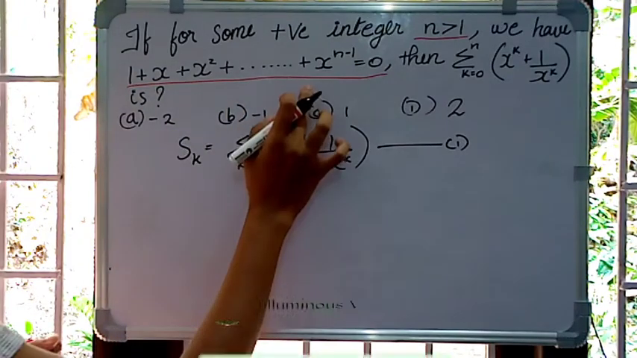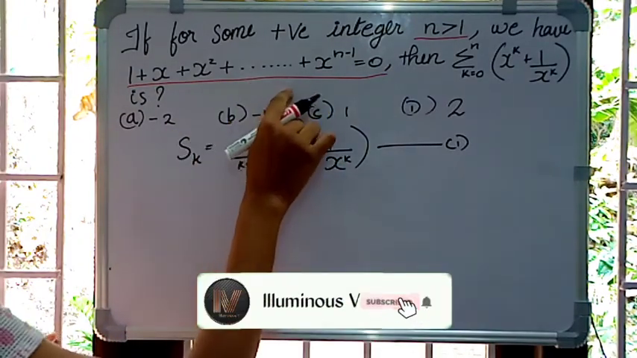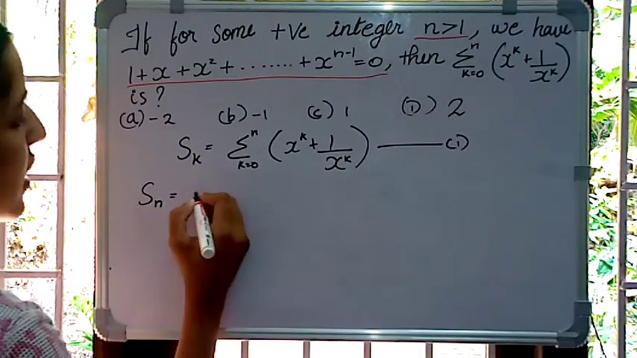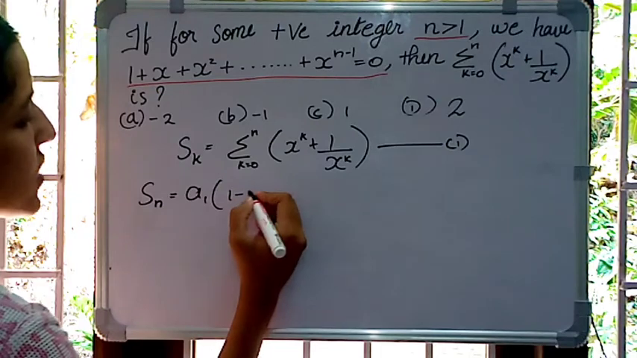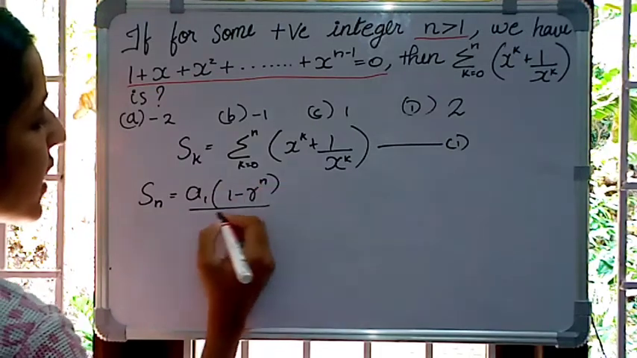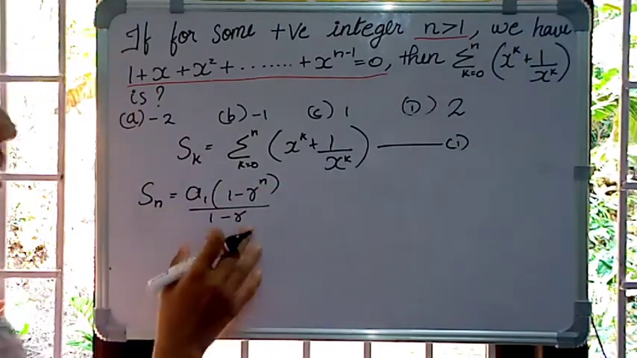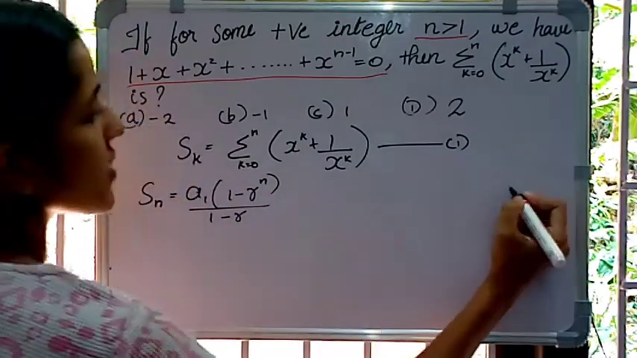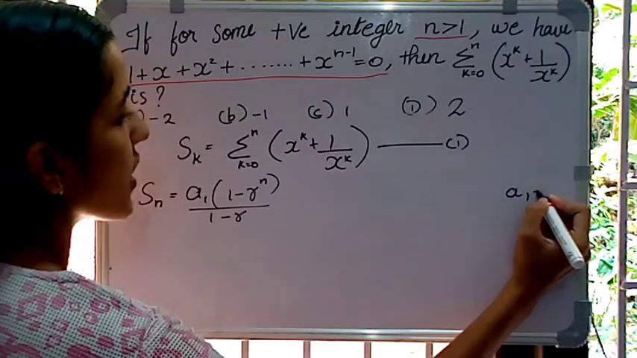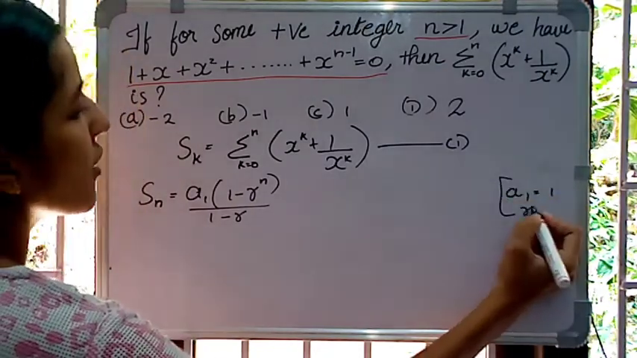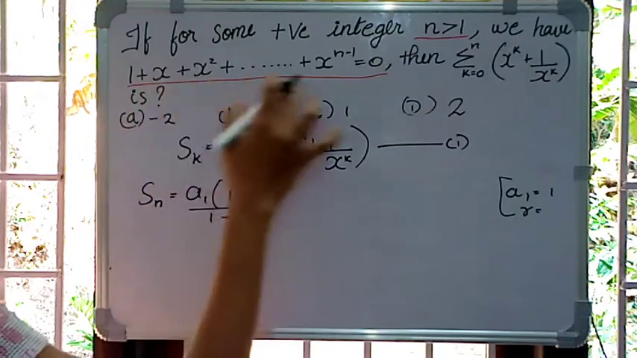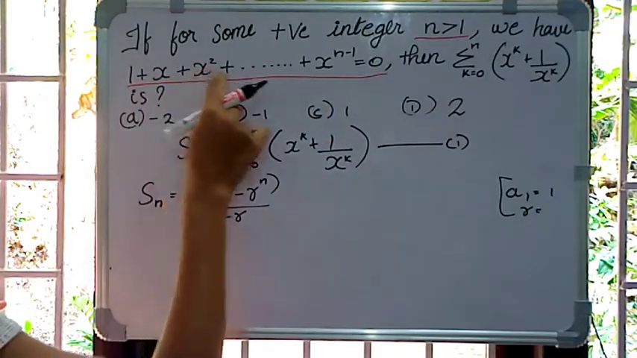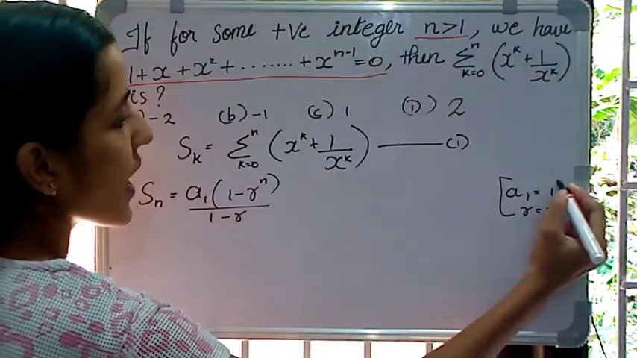Now consider this term. We can find the sum of this geometrical progression by using the formula, that is Sn equals a1 into 1 minus r raised to n divided by 1 minus r. Here a1 is the first term, that is 1. Let's write it here, a1 equal to 1. And the r value, which is a common ratio in this geometrical progression, is x, since 1 into x gives x and x into x gives x square. So the r value is x.